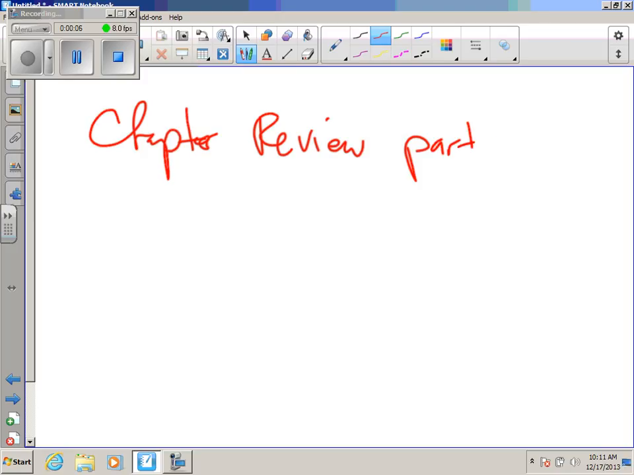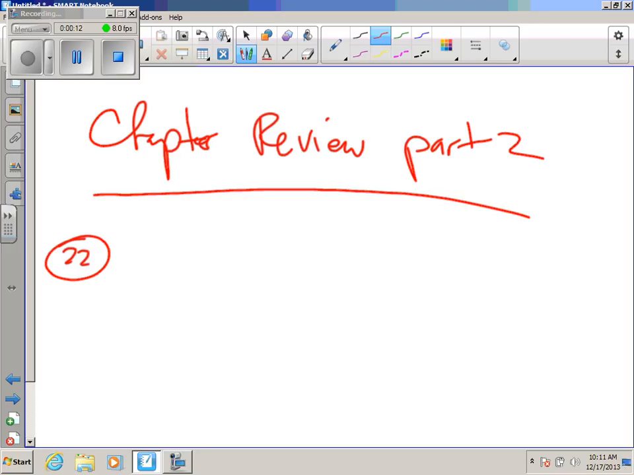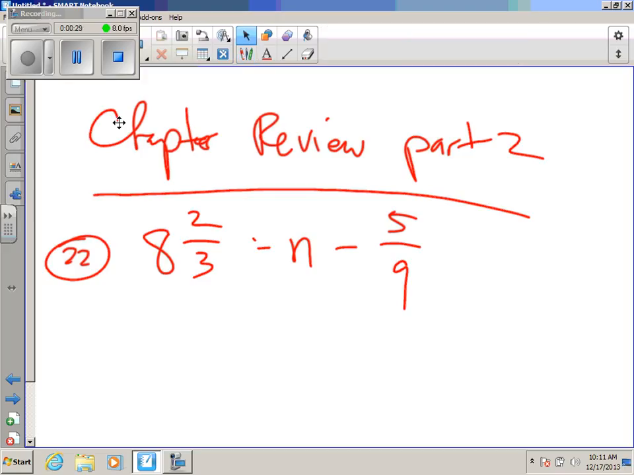Chapter review part 2, and let's take a look at number 22. 8 2/3 is equal to n minus 5/9. We would classify this kind of problem as a what? Because it has this variable, what would you say? Yeah, equation. All right, so if it were an equation, what's the other word I'm thinking of that starts with O?